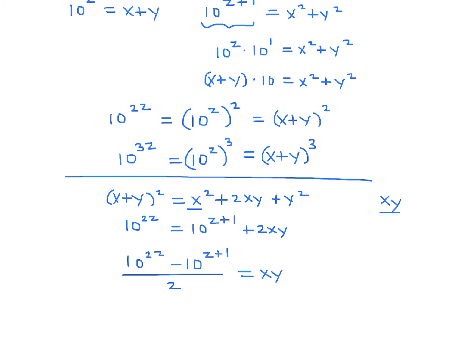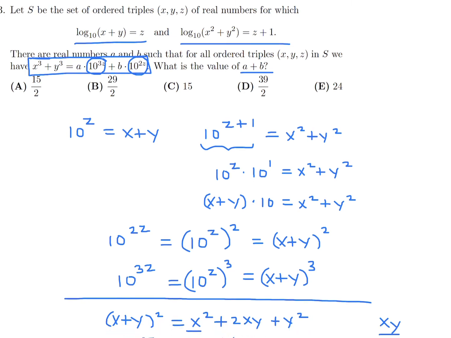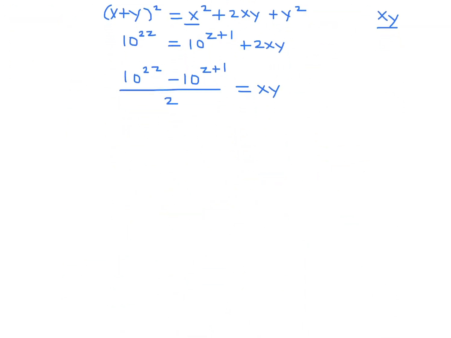All right? So now let's get to the heart of the question, which is this formula right here. x to the power of 3 plus y to the power of 3 is equal to a times 10 to the power of 3z plus b times 10 to the power of 2z. And they want you to find the value of a plus b. Now I immediately notice that if you were to make z equal to 0, those would become 1s, correct? Therefore, that would just leave you with a plus b. So let's do that. That's the simplest way of moving forward.